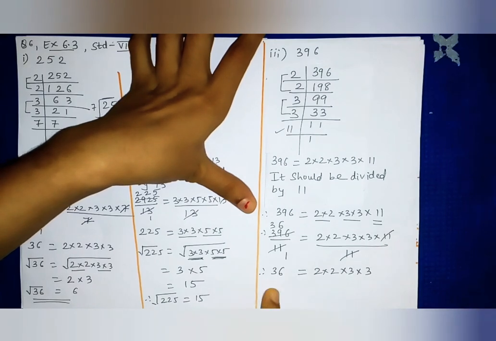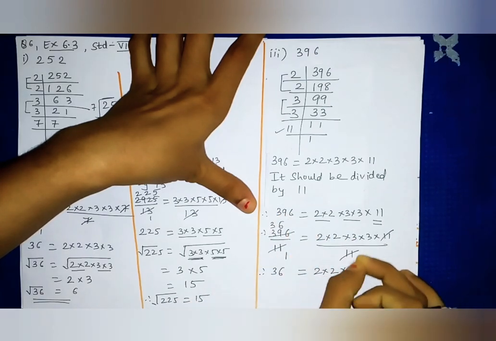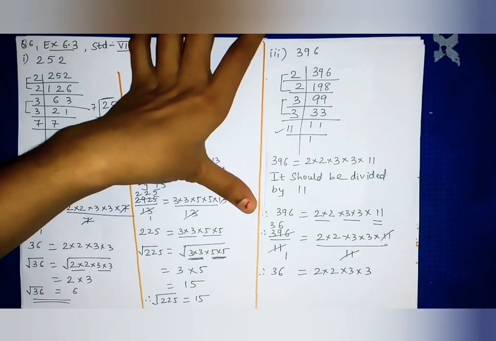So now 36 is a perfect square number. Okay, both side we have divided by 11. 11 was extra part that we have removed. Okay, so here 36 is perfect square number.